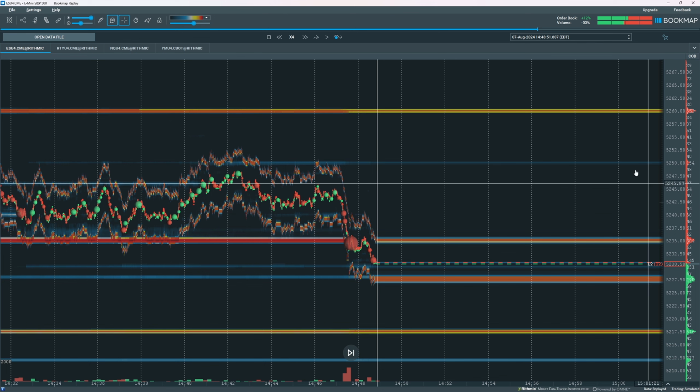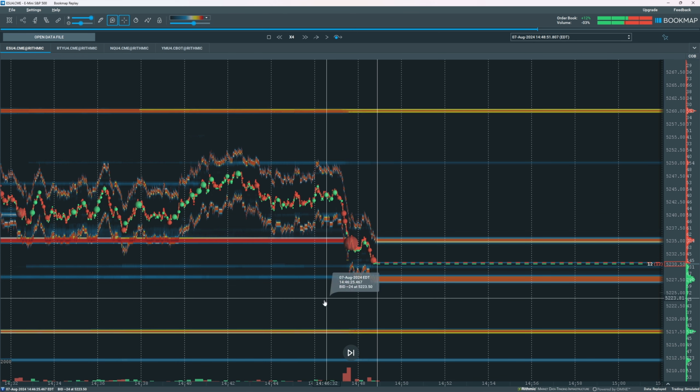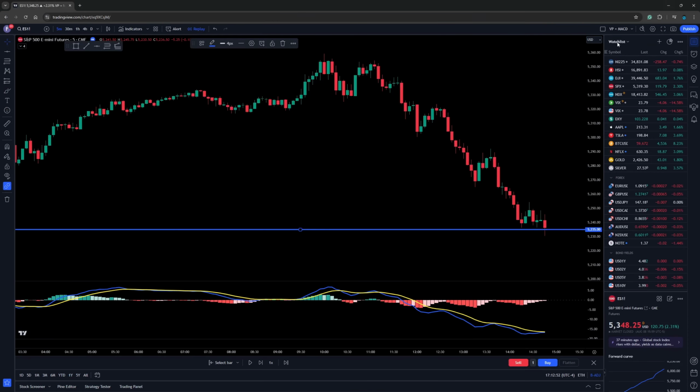Well, if we zoom this out a little bit, look at the next high liquidity level. That's going to come in at 52.60. So now what I want to do is come back over to TradingView, and we're simply going to draw another horizontal line, and we're going to draw this right here at 52.60.